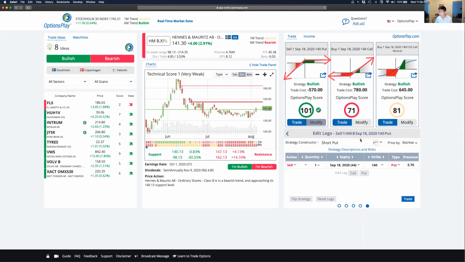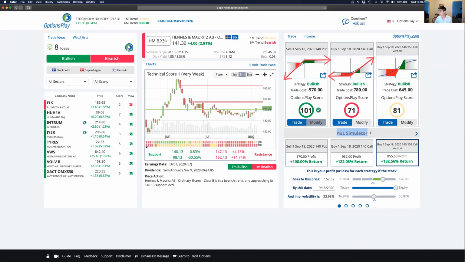And what you can do is you can use OptionsPlay's tools, our P&L simulator, to say, well, H&M, if it goes up to, let's say it reaches up to that next resistance level at 147. I think that's a pretty high probability trade of the stock moving up to that 147. As you can see, if I sold the put, I make 570 crowns.